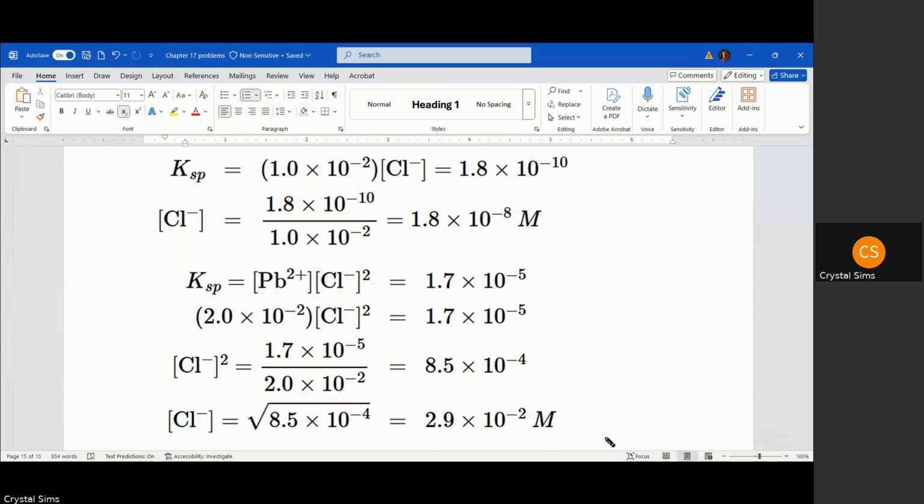So we could put just this amount, 1.8 times 10 to the negative 8, and get silver chloride. If we don't add any more than that, then we won't ever see the lead 2 chloride precipitate out.